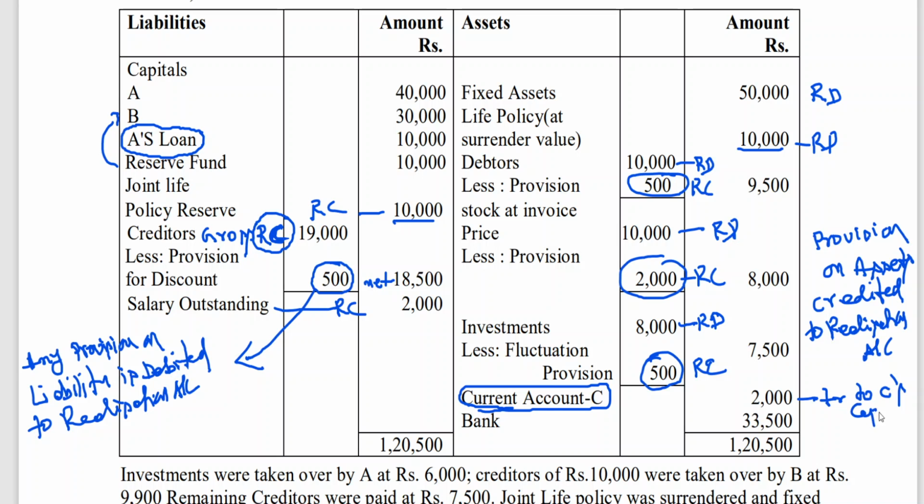We need to open C's capital account, then this is to be transferred. Even if you retain the current account of C like that, also no issue. But since we are opening capital accounts, better C's capital account also can be opened. The bank account will not be closed.